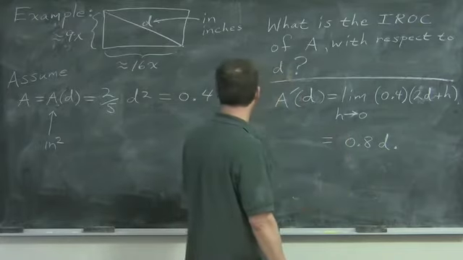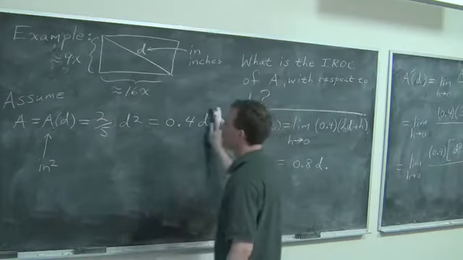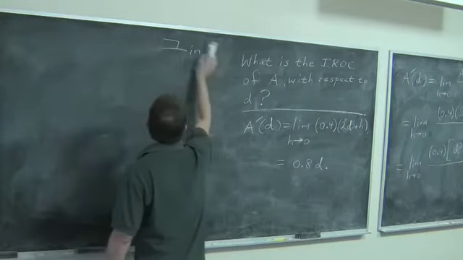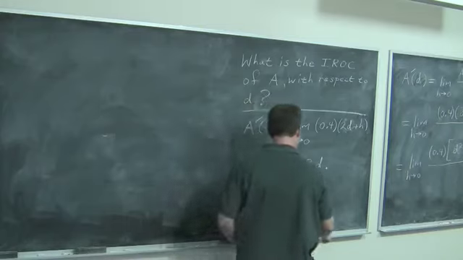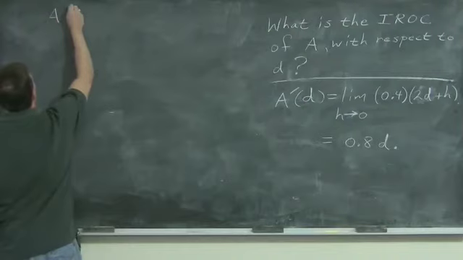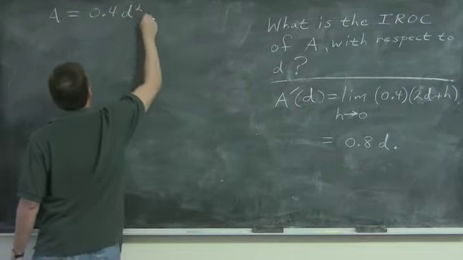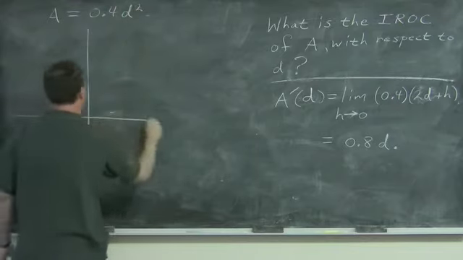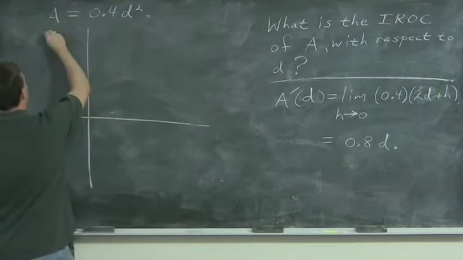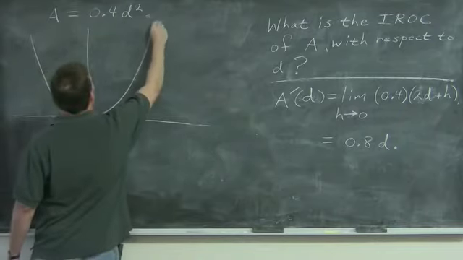Graphically, can you see this derivative? The answer is yes. You can see the derivative graphically. So what is the graph of a equals 0.4 d squared? Again, I'm not going to worry about my scale too much. This is a parabola passing through the origin. It curves upward because the constant on the d squared is positive. So I'm just going to draw it like I would draw pretty much any parabola.